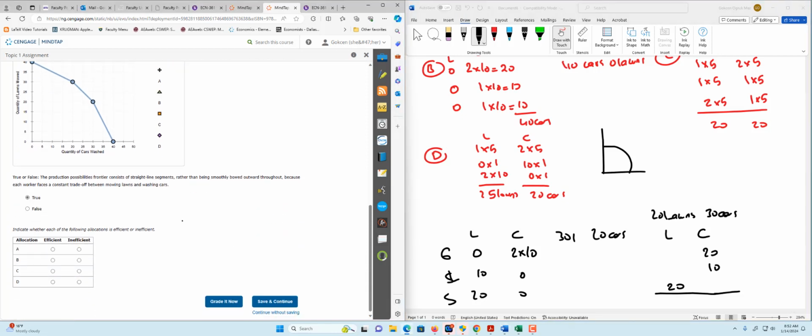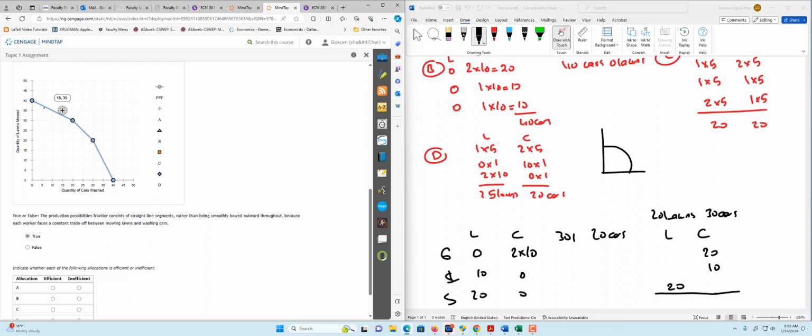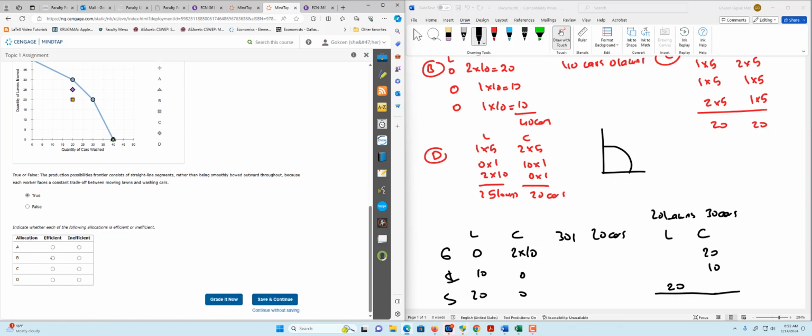And let's find the allocations. Point A is here. Point B is here. And now point C, if you produce 20 and 20 each, is here. And point D, 25 lawns and 20 cars, is here. Given this, A is efficient, B is efficient, C is inefficient because it's inside the PPF, and D is inefficient as well. So this is the solution.